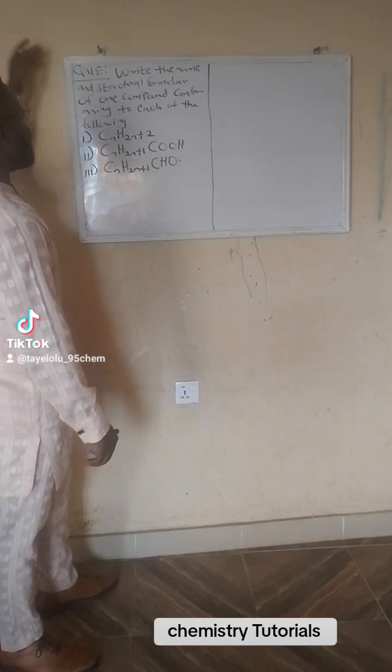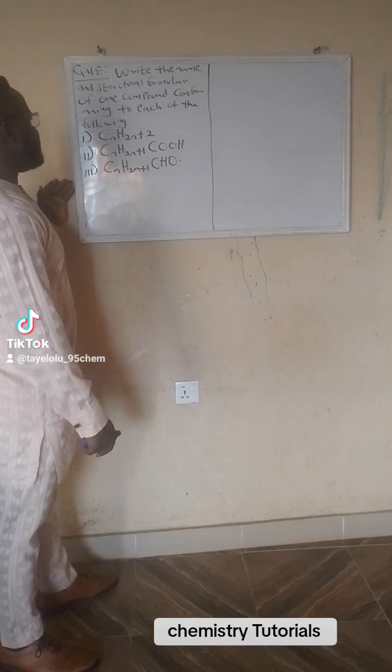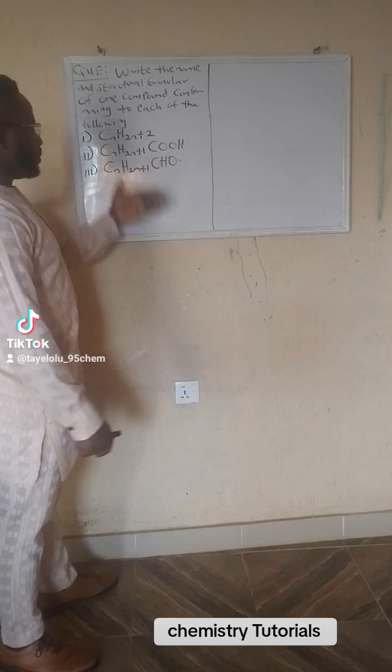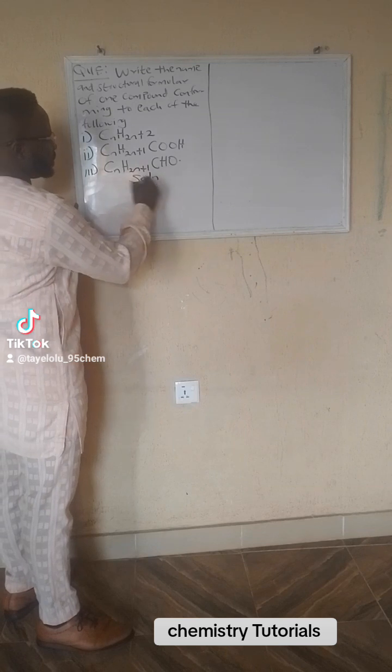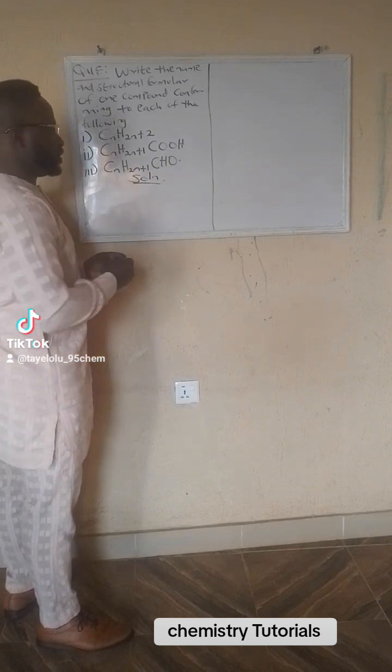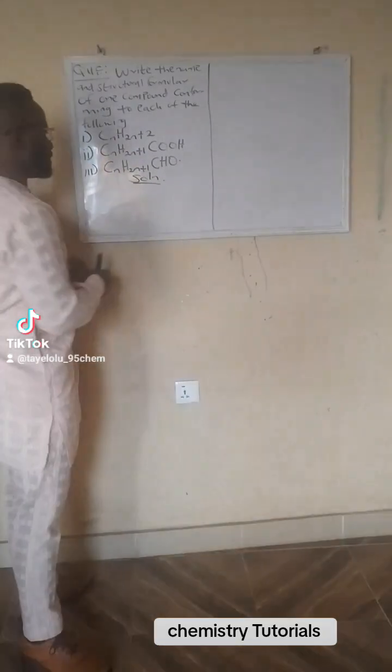So we are going to be solving this question today. Question says, write the name and structural formula of one compound conforming to each of the following. Then we have these formulas. Okay? So let's solve this question. This question is from organic chemistry, definitely, as you can see on the board.